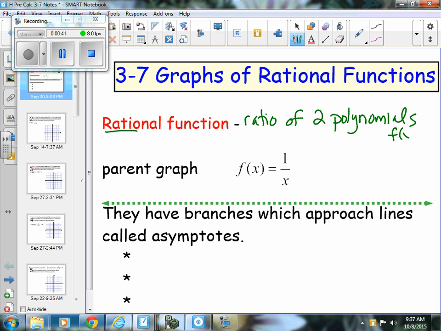So like an f of x over a g of x. It could be linear over quadratic, whatever. When you look at graphs like that, we have a lot of different things that happen, things like asymptotes and undefined places because it's a ratio.